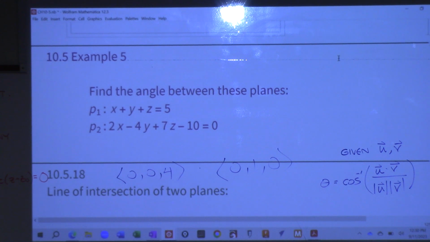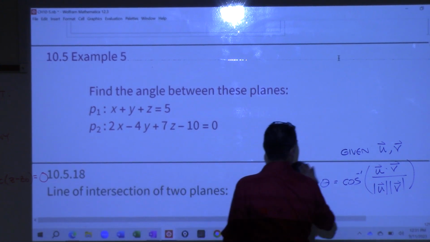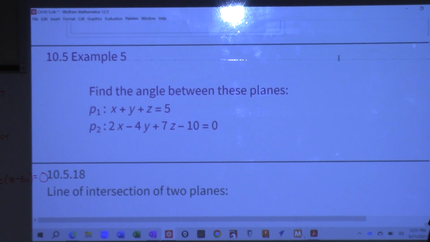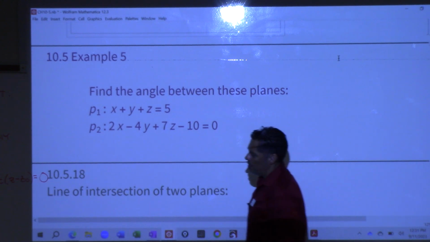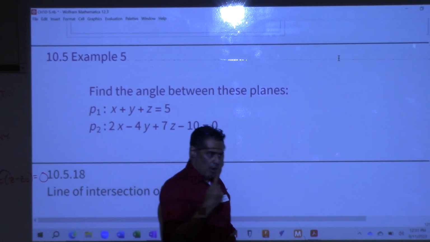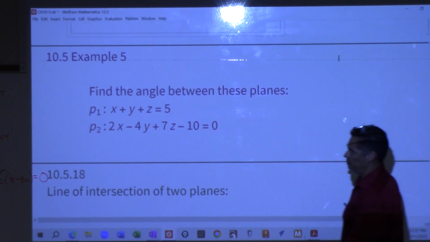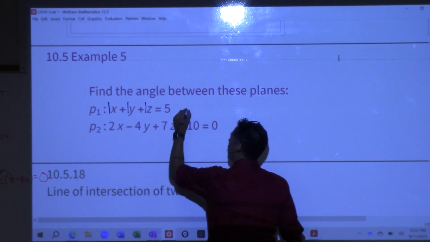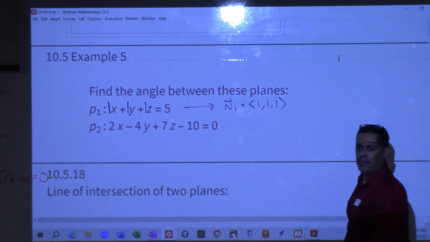Find the angle between these two planes. All right, so can you tell me the normal vector of this first plane? What do you notice about the generic equation of a plane? The A goes through, the B goes through, the C goes through. The coefficients in front of x, y, and z respectively are the x, y, and z components of the normal vector. So this has a 1 here, a 1 here, and a 1 here, which means the normal vector of this plane is the vector 1, 1, 1.